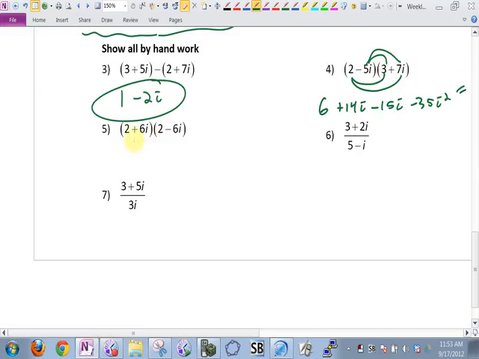Down here, we're multiplying numbers times its conjugate, so you're going to get 4 minus 12i plus 12i, which will cancel. And then you get your minus 36i squared, and so that becomes 40. Right? Yes?